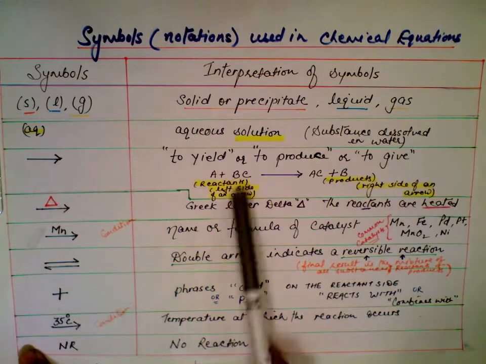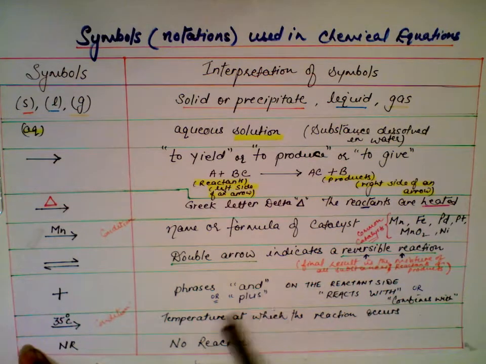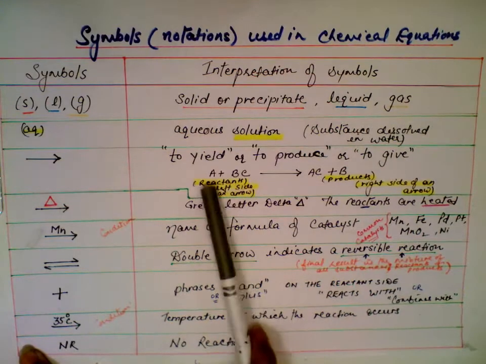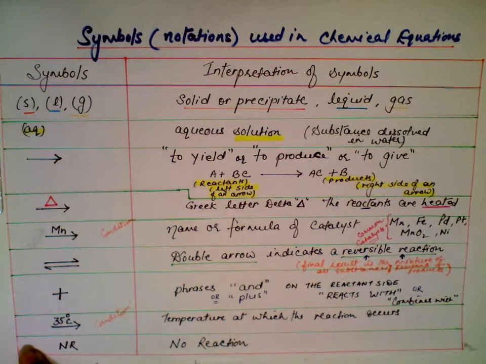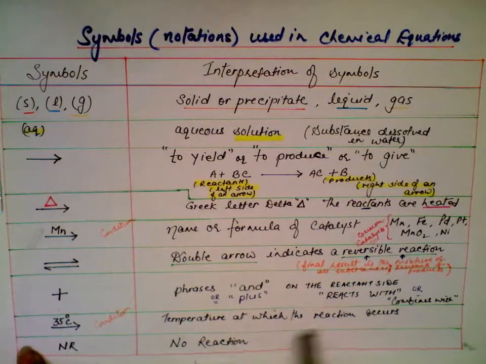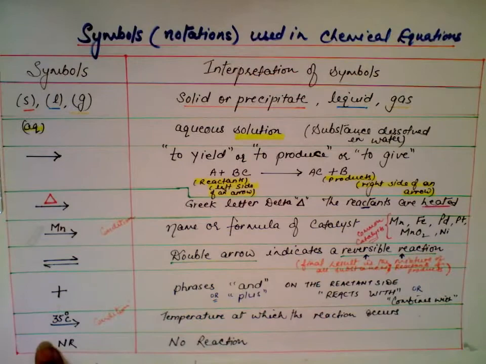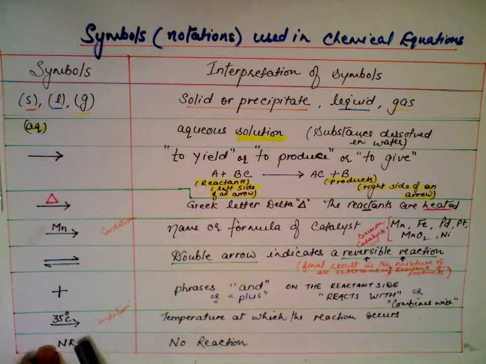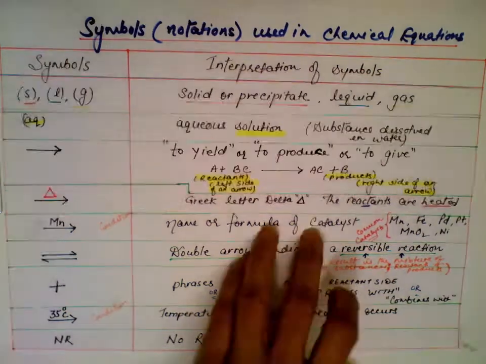Plus sign right here, like this plus sign and this plus sign, you can read it as "and" or you can read it as "plus." On the reactant side, you're going to say A reacts with BC, or you can say A combines with BC. Whenever there is a specific temperature, you tell that by writing the temperature right above an arrow. And sometimes the substances don't react with each other. At that time, you write NR on the product side, which shows that there is no reaction.